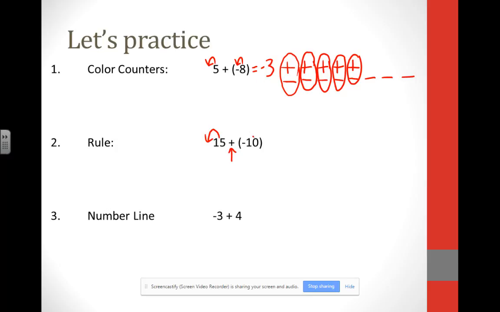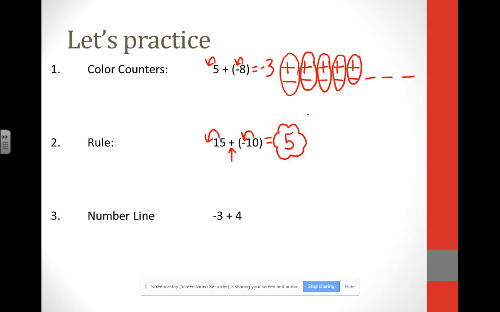I've got 1 positive and I've got 1 negative. So my signs are different. When my signs are different in addition and subtraction, I subtract and keep the sign of the one furthest from 0. So I'm going to subtract 15 and 10, and that gives me 5. And I'm going to keep the sign of the one furthest from 0, the one with the largest absolute value. And 15 has the larger absolute value, and it's positive. So that means my answer is positive 5.